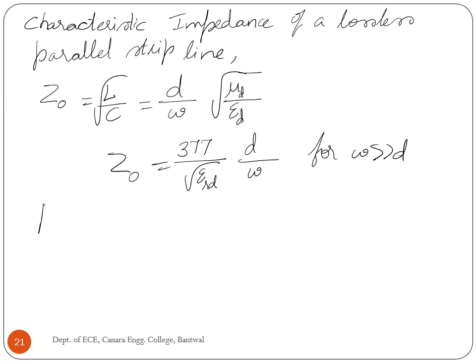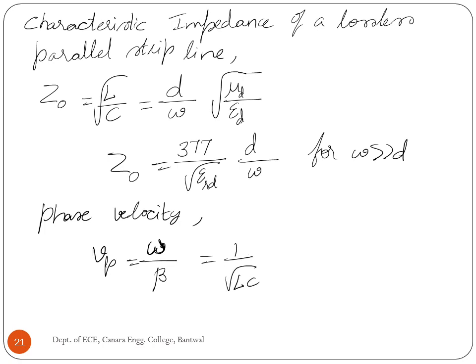The phase velocity is equal to omega per beta, which is equal to 1 by root LC, which is equal to 1 by product of permeability and permittivity, which is equal to C divided by permittivity.